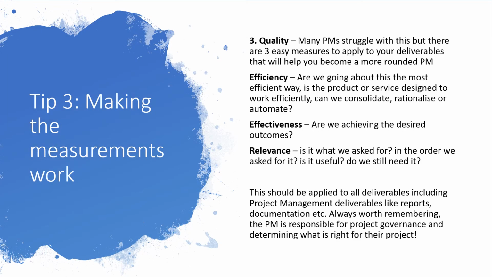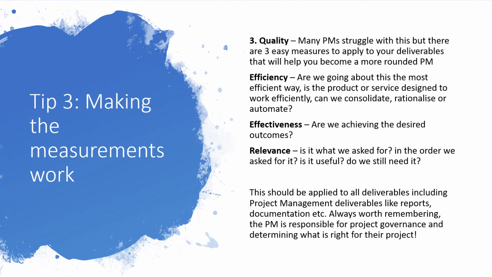So tip 3 is around quality. Many PMs struggle with this, but there are 3 easy measures to apply to all of your deliverables that I strongly believe will help you become a more rounded PM. One is efficiency. Are we going about this the most efficient way? Is the product or service designed to work efficiently? Can we consolidate? Can we rationalize or automate? You can look at processes in there as well and determine, are we really getting from A to B as efficiently as possible? Effectiveness.